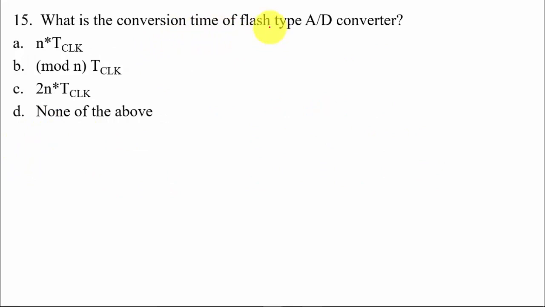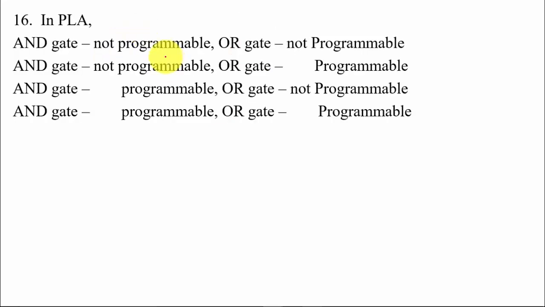What is the conversion time of a flash type A to D converter? We know that the flash type A to D converter is the fastest one and the conversion time is 1 T clock. So none of the options is going to follow, nothing but option D is correct. In the case of successive approximation register, it is n times T clock.